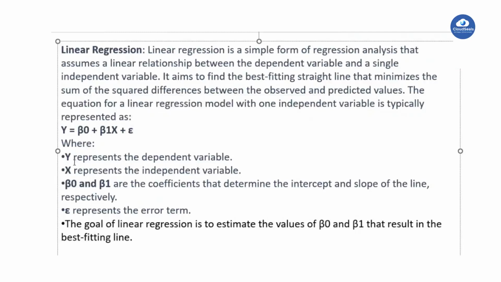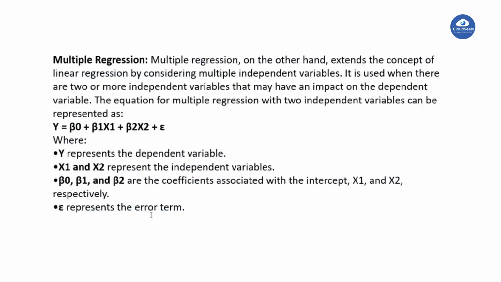You are aware that y is the dependent variable, x is the independent variable. These two are the coefficients: this is the constant coefficient, this is the independent variable coefficient. e is the error. Coming to multiple linear regression, here we use two or more independent variables to predict the dependent variable. For example, let's assume there are two independent variables. So the equation will be modified like this: beta naught, constant, and error. These two are always there.